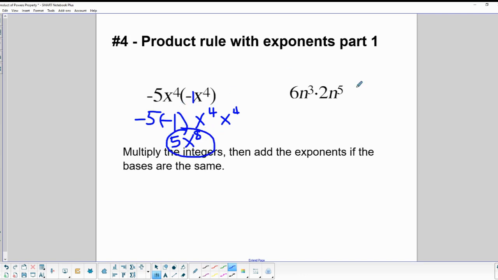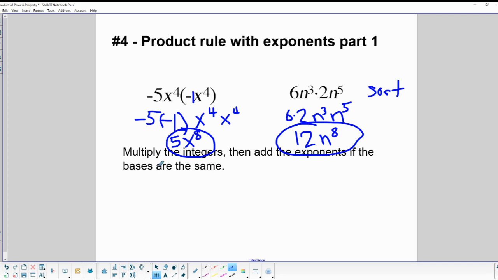All right, on this next one, this rearranging process, sometimes we just say, let's just sort them. So if I use the word sort, that just means rearrange it so that the numbers are together and the exponents are together. And once you get the hang of this, you guys are going to go really fast today. 6 times 2 is 12, and 3 plus 5 is 8, so this will be n to the 8th power.